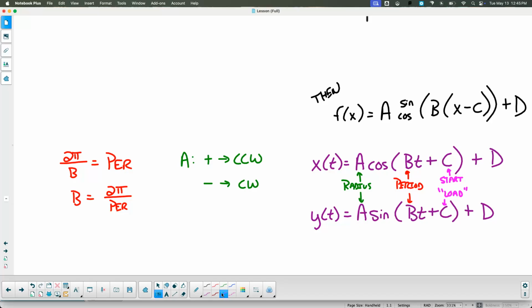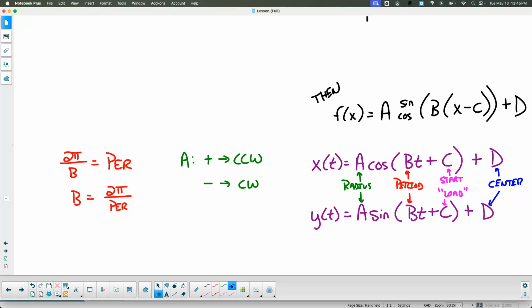And D, what color didn't I use? Blue. D is going to be the center. So the x part of the center goes for x of t. The y part of the center goes for y of t.